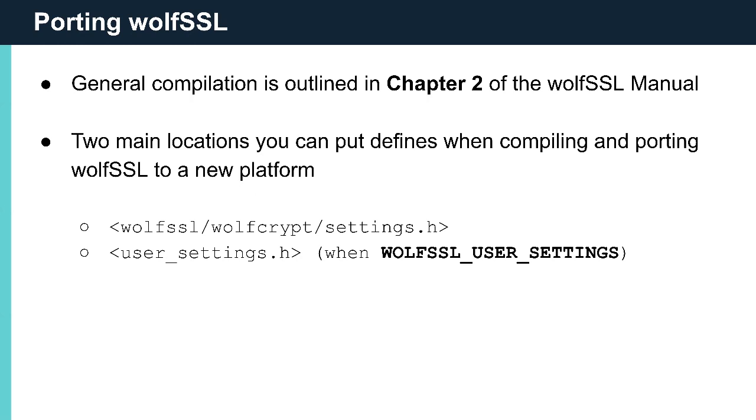So the two main locations you can put defines when compiling and porting wolfSSL would either be in user_settings.h, which would be the preferred, or you could also adjust settings.h by, say, uncommenting one of our existing defines in there. But if we have a define for RTOS in settings.h and you just want to leave that commented out, you can go ahead and put that in user settings, and that'll work just fine.